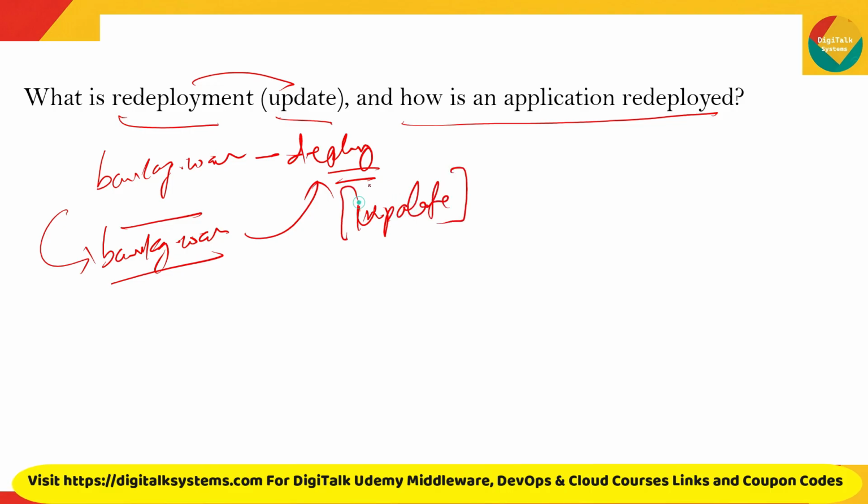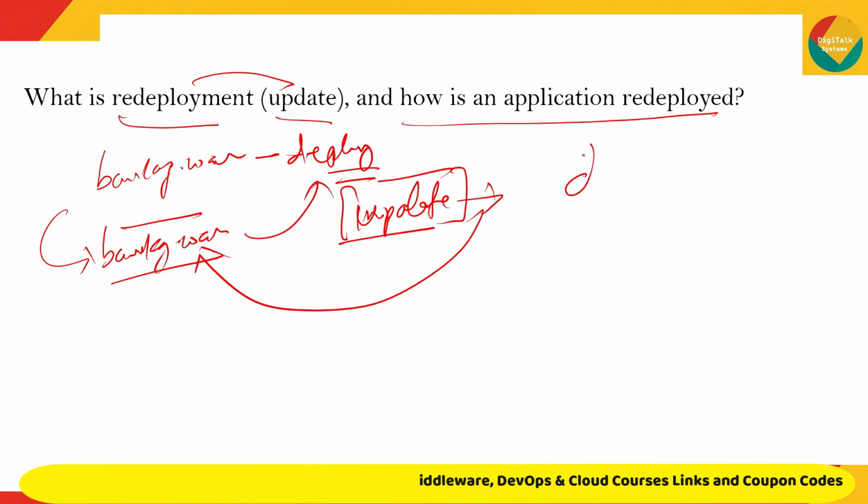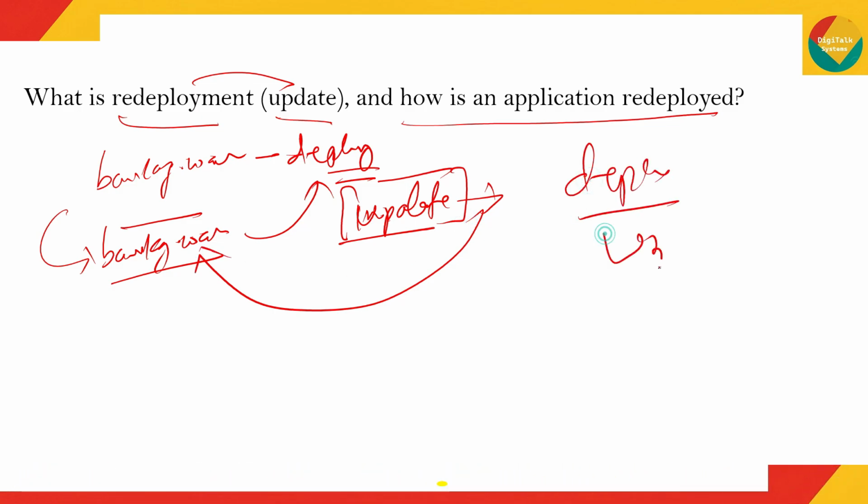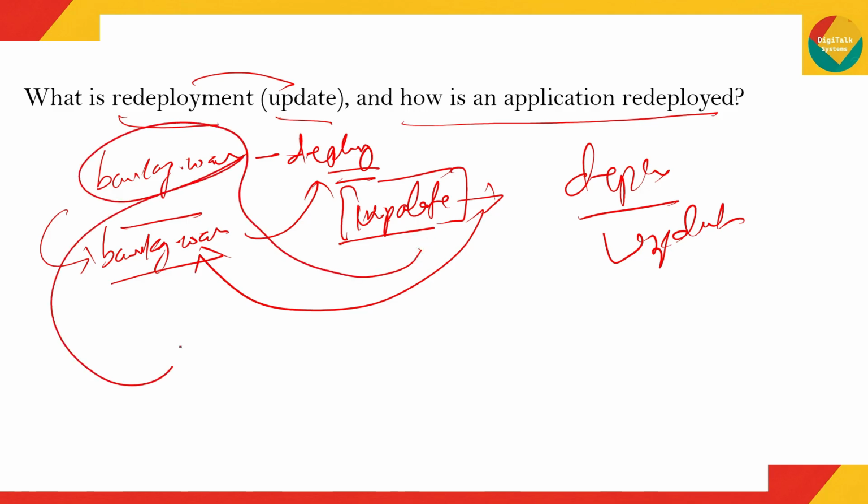You will get an option called update in the WebLogic server. So you click on update, select the location of this file and then click on deploy. It will replace the old file with the new file. And this is called the redeployment or update option. But in this situation, during the deployment, your application may not be accessible for the total time it takes for the redeployment, right?